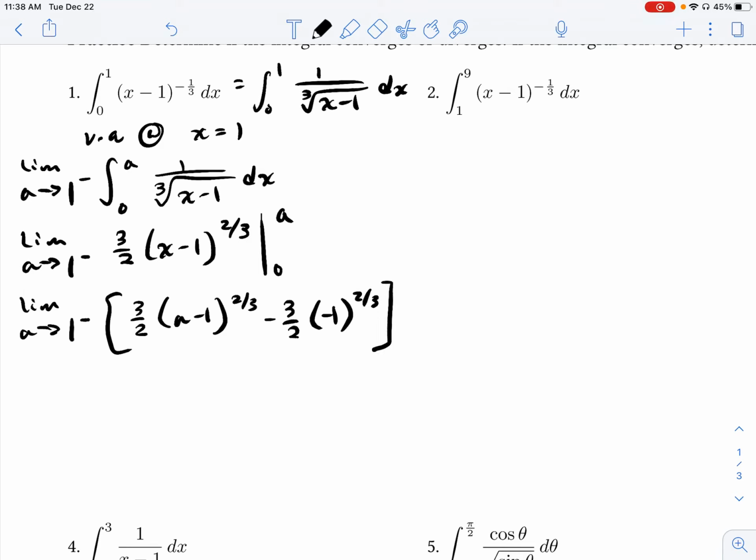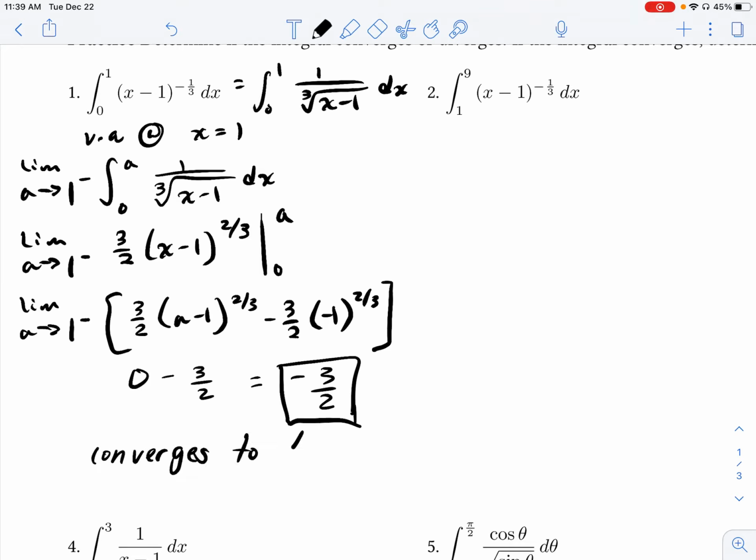So now we can actually evaluate that limit. As we approach 1 from the left side, we're going to get closer and closer to 0. And 0 raised to the 2/3 is still 0, times 3/2, still 0. Then we can evaluate here, just (-1) to the 2/3 times -3/2. I want to make sure I'm good with my signs. So let's do times 3/2 first. That should be 3/2. So we can then say that this integral is -3/2, and this integral converges to -3/2. So we would say, yes, this does indeed converge, and it converges specifically to this value.